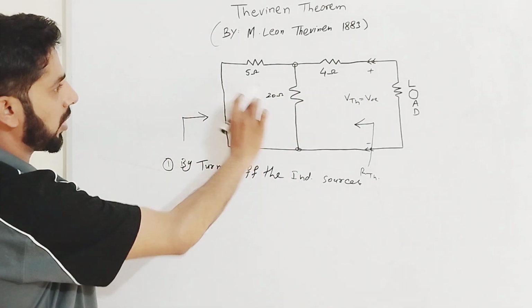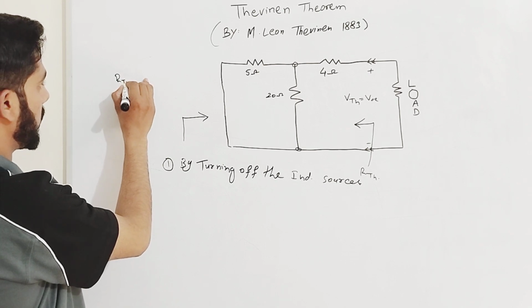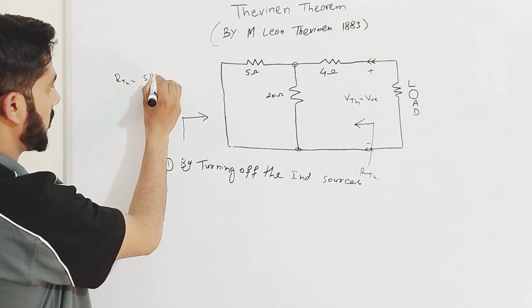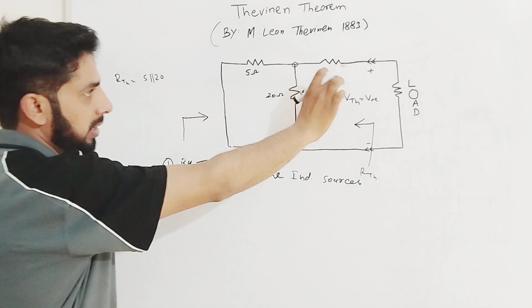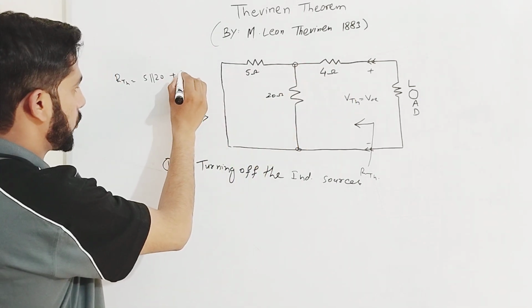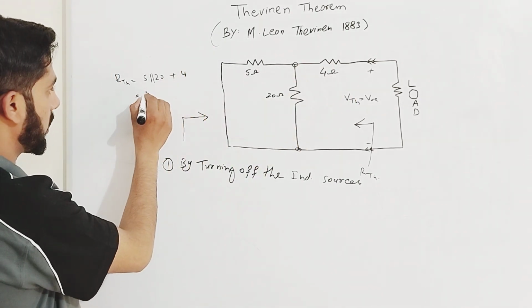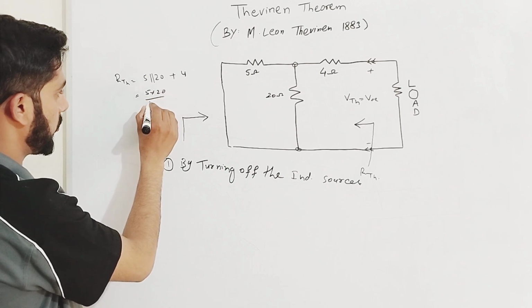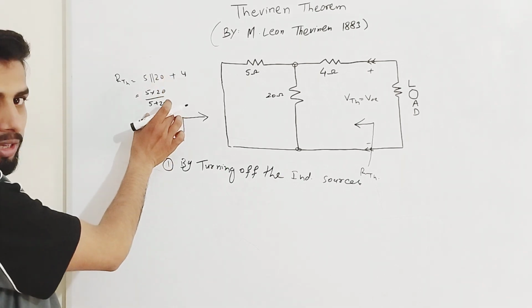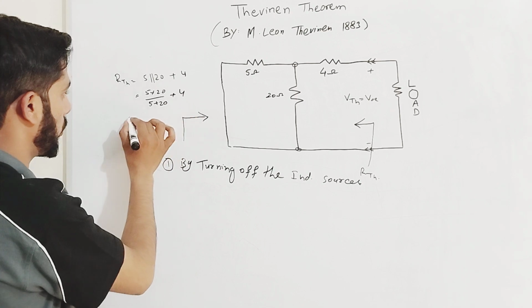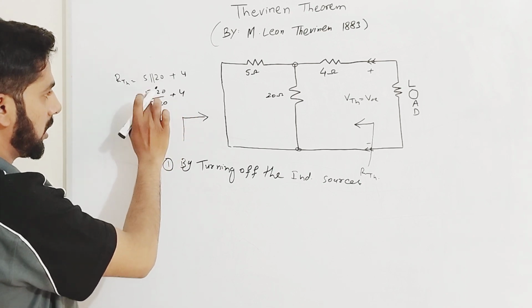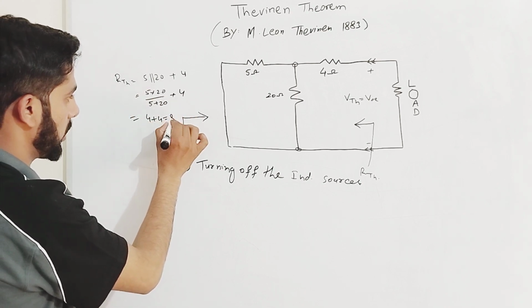So we will solve these two points. R Thevenin will be equal to 5 in parallel with 20, and their equivalent will be in series with 4, plus 4. That is 5 multiplied by 20 divided by 5 plus 20, which solves the two parallel resistors, giving 4, plus 4. It will be equal to 4 plus 4, which is 8 ohm.